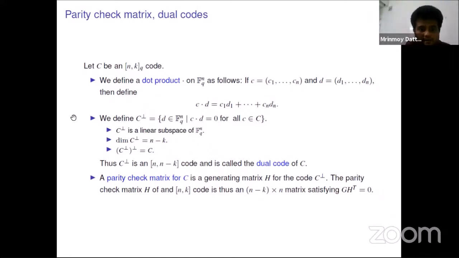And the generating matrix for C perp is called a parity check matrix of C. So if H is a parity check matrix, which is of course going to be an n minus k times n matrix, it is going to satisfy the equation G times H transpose is equal to 0. So G was the generating matrix of our code. Let us see how it is used.